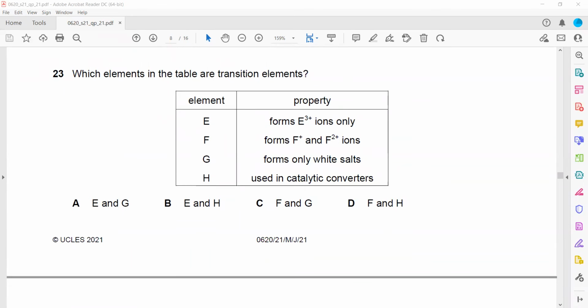Question 23. Which elements in the table are transition elements? E forms a 3+ ion only. So what does it mean? It means that to be a transition element, it should have a variable oxidation state. So E is not a transition element because it does not have variable oxidation states. So any answer which includes E cannot be right. Then F forms F+ and F2+. So this is a variable oxidation state, that is true.